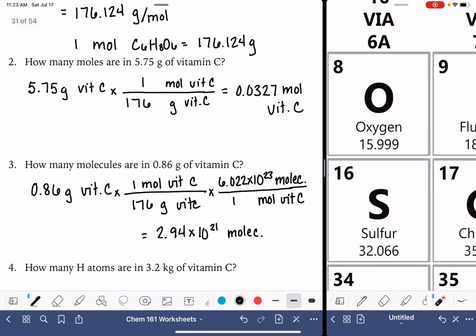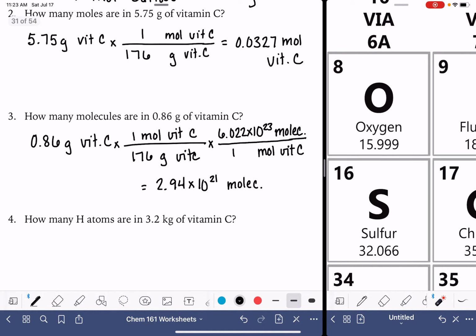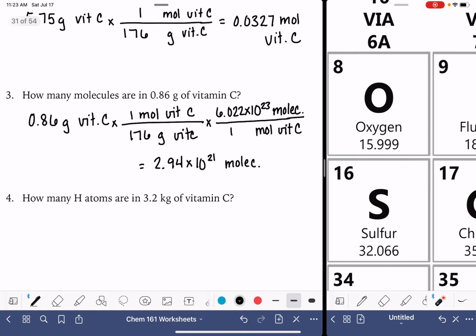And question number 4 is actually really similar, asking us how many individual hydrogen atoms there are in 3.2 kilograms. At first you might think, I don't have any idea what I'm supposed to do here, but that's okay. With all of these problems, you know you're going to need to start by writing the number and the unit that's given to you. So 3.2 kilograms, and I'm going to abbreviate VC for vitamin C.